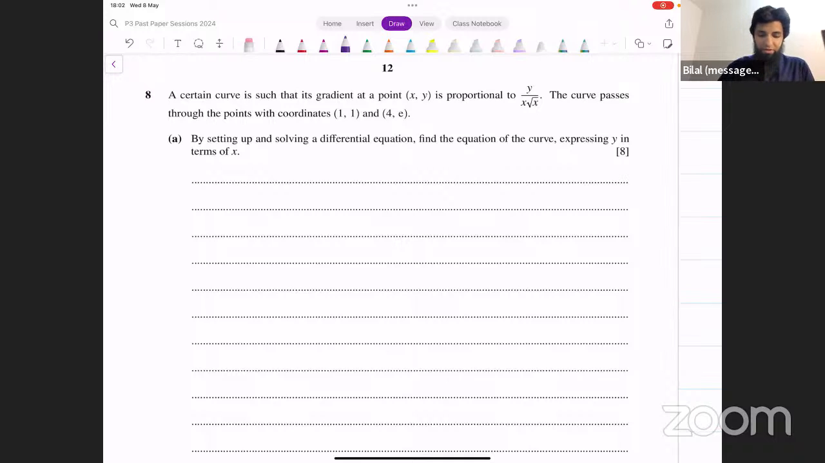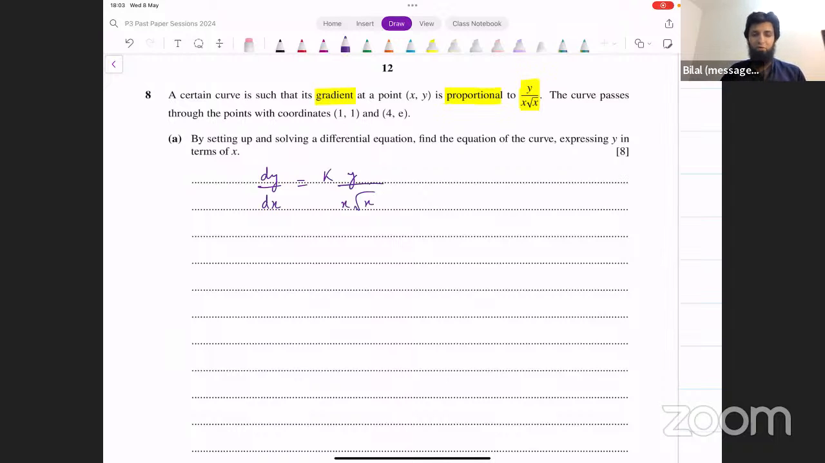Now, how do we think about this? What are we given? A certain curve is such that its gradient at a point (x, y) is proportional to y over x root x. Now, if it's a curve, if it's a function that's y in terms of x, how do you write down the gradient of that function? How do you find the gradient of a curve? That's dy over dx, right? Gradient of a curve is written as dy over dx. Now it says it's proportional to y over x root x. That means that it equals k times y over x root x. That is what your differential equation is going to look like.